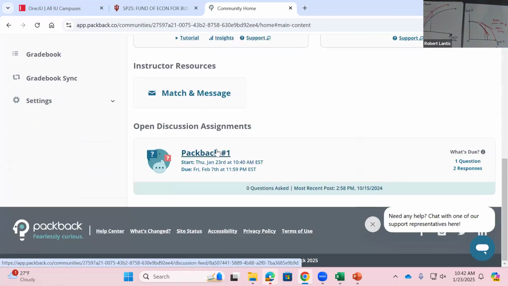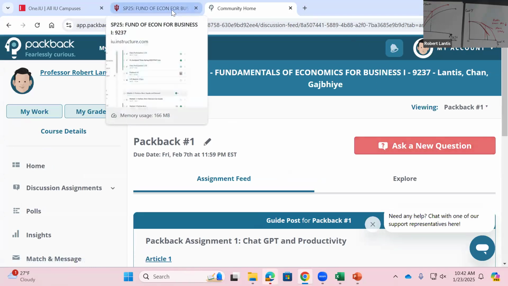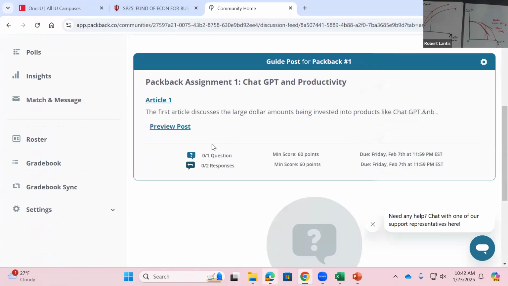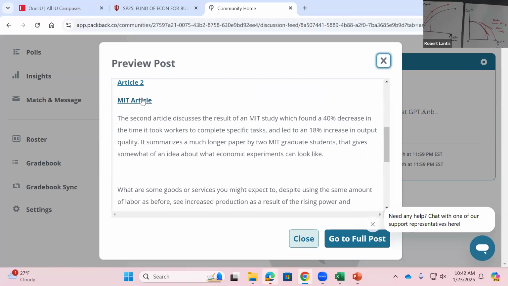You should now see that first assignment up there, and you can access this through Canvas as well. I like to do it on a separate browser just because sometimes it can be a little bit clunky operating off of Canvas. But you've got this initial guidepost, the 2 articles. I said don't worry about going through them with a fine-tooth comb, but they're all related to the increase in productivity economies can expect with the growth of ChatGPT and AI.